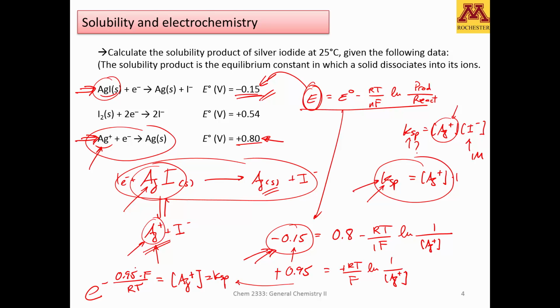If you calculate this number, it will give you around 10 to the negative 16, which is pretty close to the KSP. Therefore, the take-home message of this video, I understand that it may be a little bit hard to see the connection between these two reactions, but it's a way for you to see that the Nernst equation can also be used to relate concentrations of solids with limited solubility and the potential. This is equal to the KSP.